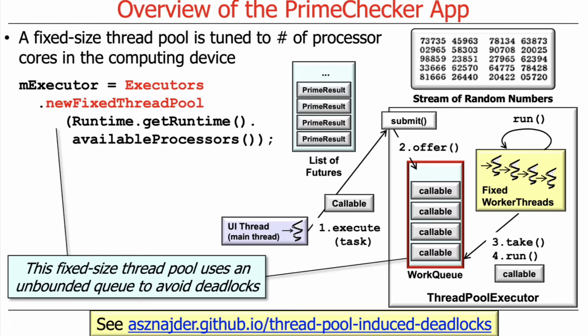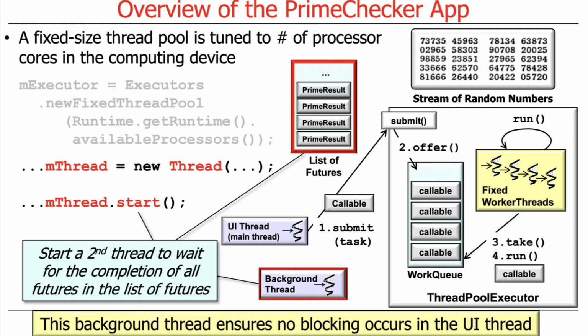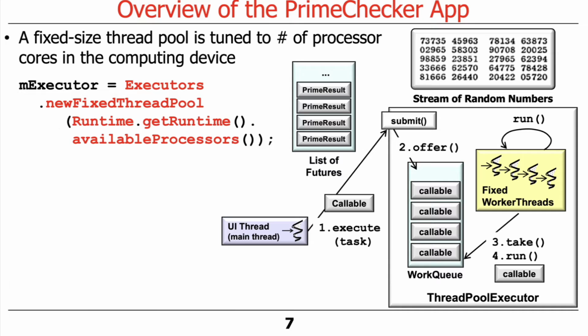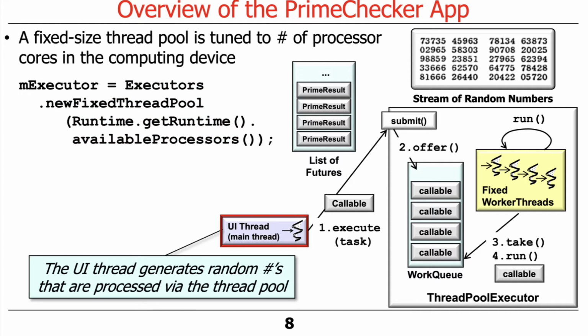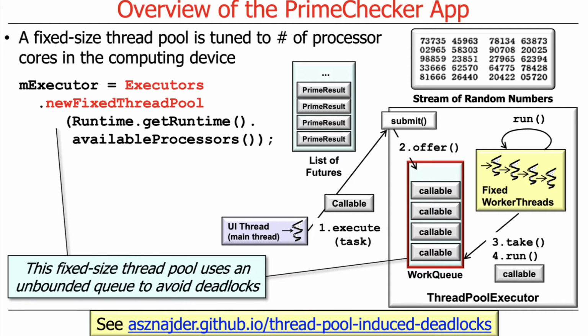Keep in mind that the fixed thread pool, out of the box by default, uses an unbounded queue to avoid deadlocks. Here's how we create a thread that'll run in the background to wait for the result. So there are going to be 3 different types of threads here. One type of thread is the threads that are part of the thread pool over here. So these are the threads there. Another type of thread is the thread here. That's the user interface thread. That's what's responsive to user gestures and requests.